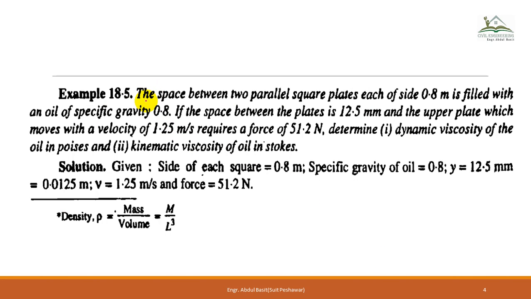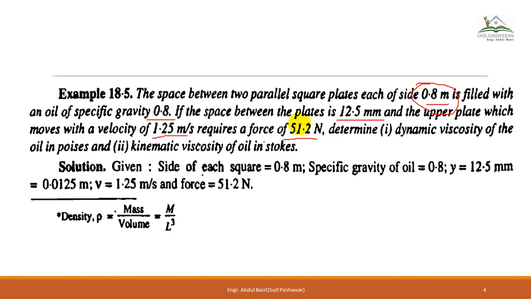In the second numerical, the space between two parallel square plates, each of side 0.8 meters, is filled with an oil of specific gravity 0.8. So again, the specific gravity of oil is given, and for the two parallel square plates each side is given, so from this we can find out the area as well. The space between these two plates is 12.5 meters, and the upper plate, which moves with a velocity of this much, requires a force of this much. Determine the dynamic viscosity of oil in poise and kinematic viscosity in stokes.